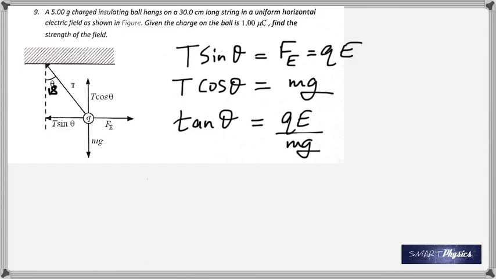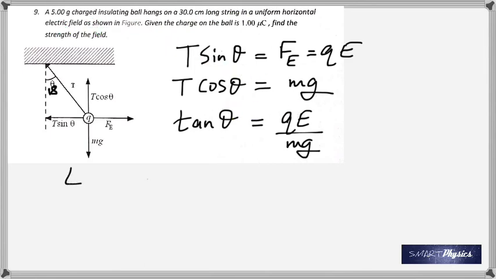And when I started doing this problem, I forgot to say you cannot do it without the angle. So take this angle as 18 degrees. It's given. You cannot do it otherwise. What are you looking for? E, because Q is given. You're finding the strength of the field.